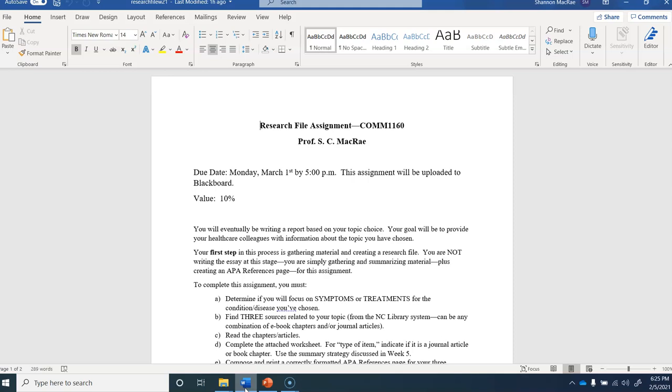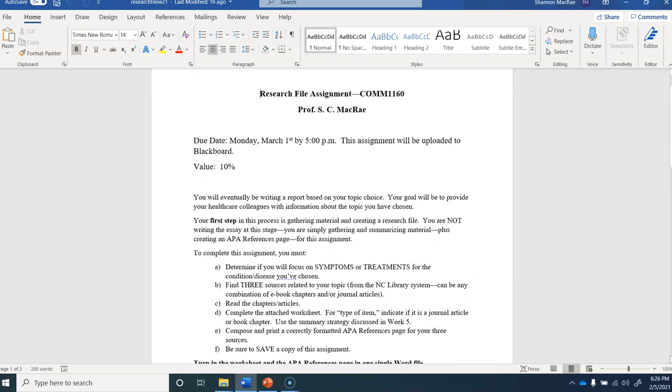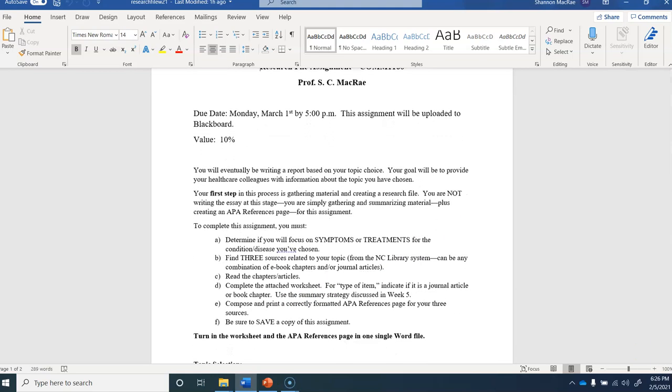You want to make sure that you're going to have enough material to write a report from, okay? So your first step is going to be to determine whether you're going to focus on symptoms or treatments for the condition or disease that you've chosen. But again, go in with just an idea that this might be what you focus on, see what the research shows, and be open to switching your focus if you find that you're having difficulty finding information on whatever category it is that you've chosen.